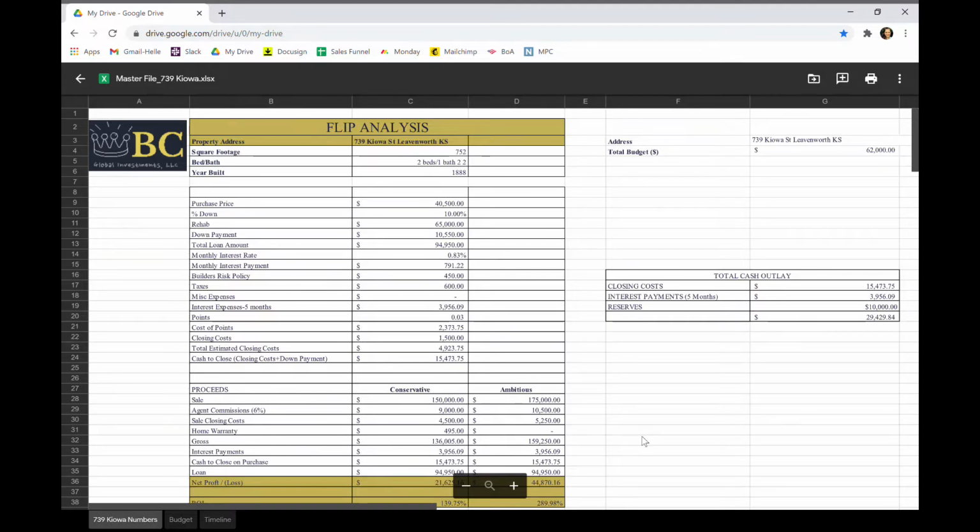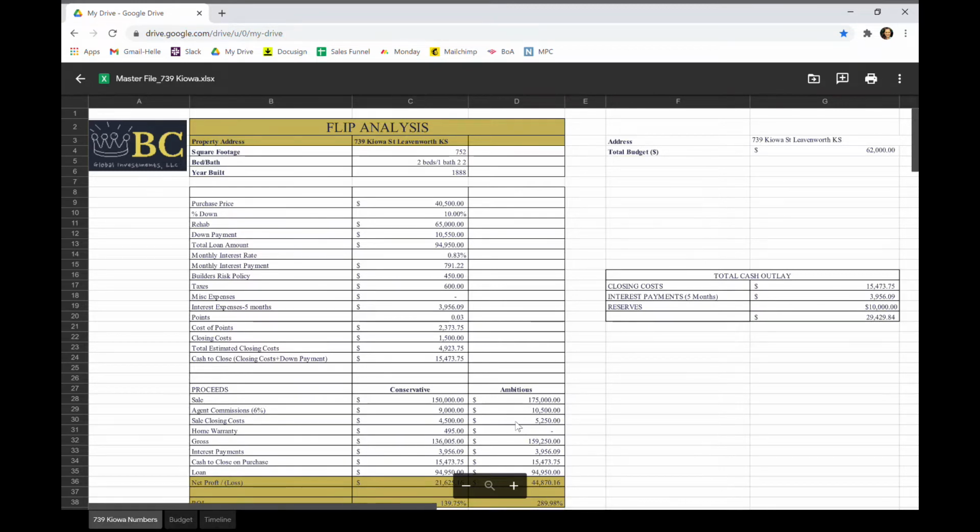We anticipate paying our agents, each agent on the sale side and on the buyer side, 3%. So that's what row 29 is here: 3% of 150 in column C, and then 3% of 175,000 in column D. So they each get their 3%.